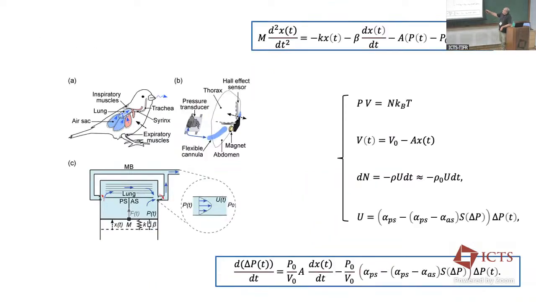Well, you write the biomechanical equations for these dynamics I was describing before. You write the thermodynamics to describe the airflow as a function of the pressure, okay? And we have to keep in mind that the bird, when it's singing, can actively control this valve.